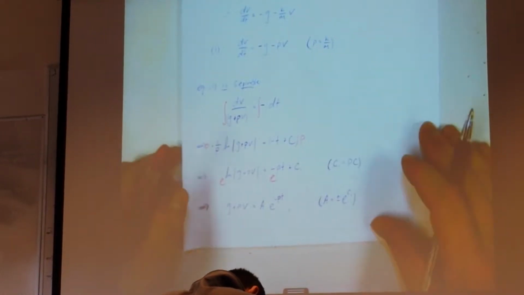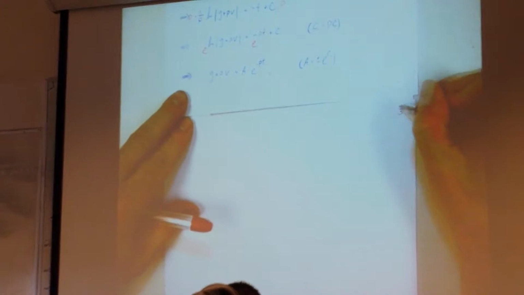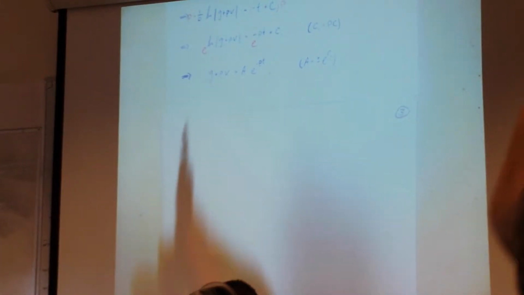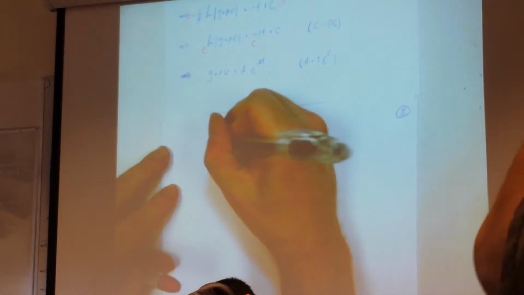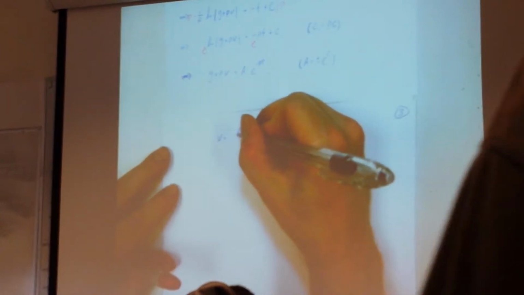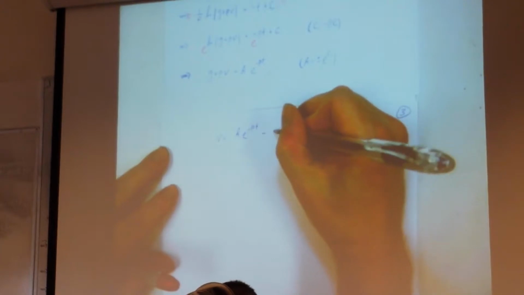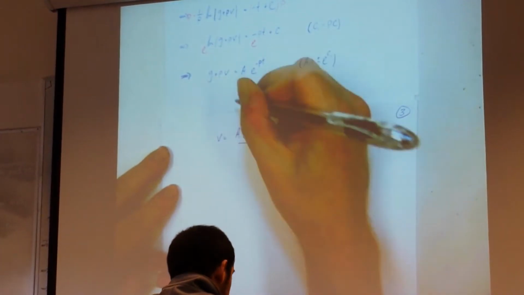Do this on the same page, but solving that for v, not too bad. Subtract g and divide by rho. So subtract g, it's going to be a e to the negative rho t minus g over rho.